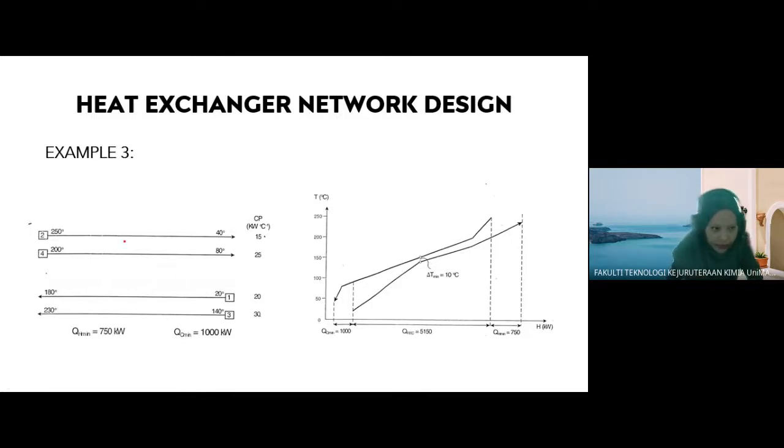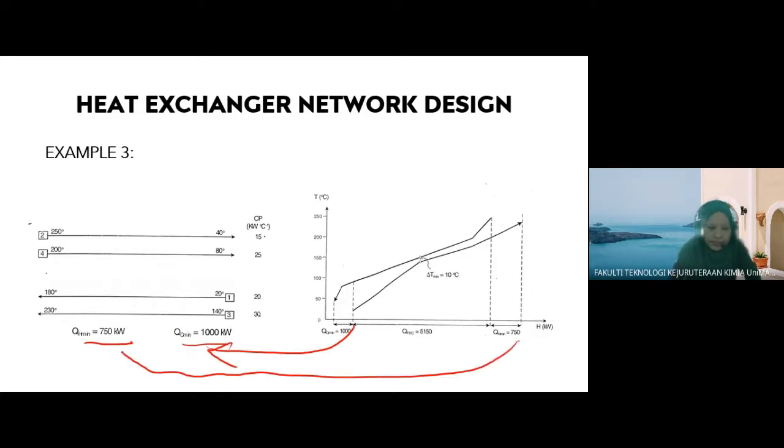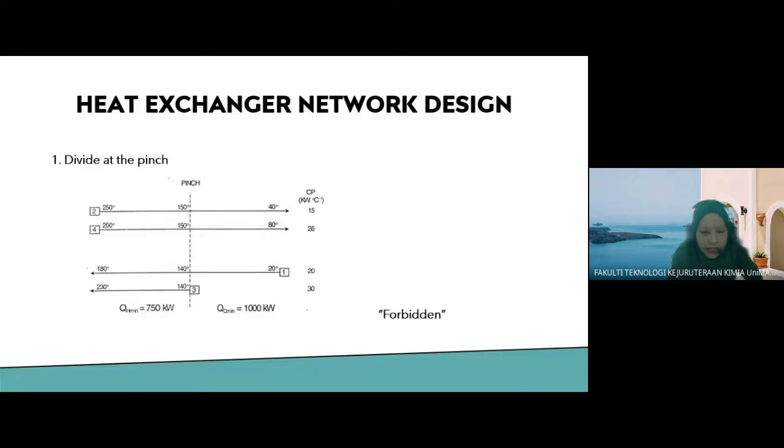Okay. So you have these 2 hot streams and 2 cold streams with QH min equal to this and QC min equal to this. And this value is from the composite curve, or you can also get the value from the problem table algorithm, right? Okay, using delta T min equal to 10 degrees C. Now design the heat exchanger network.